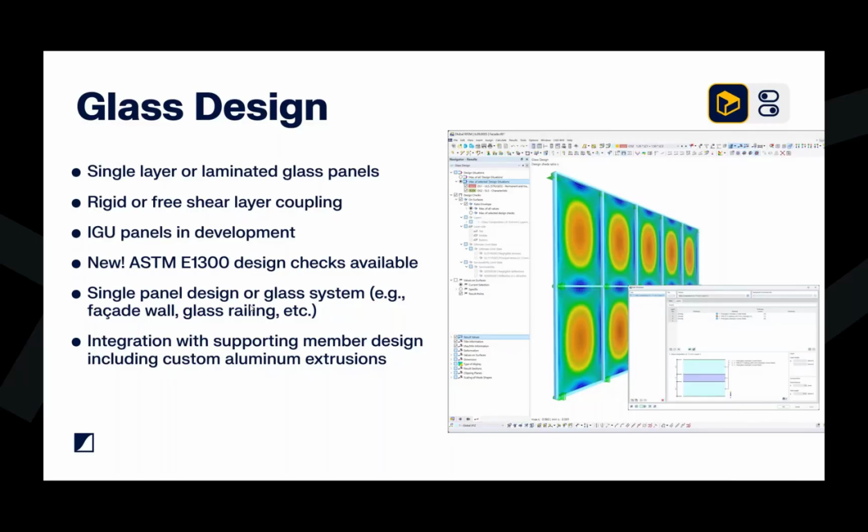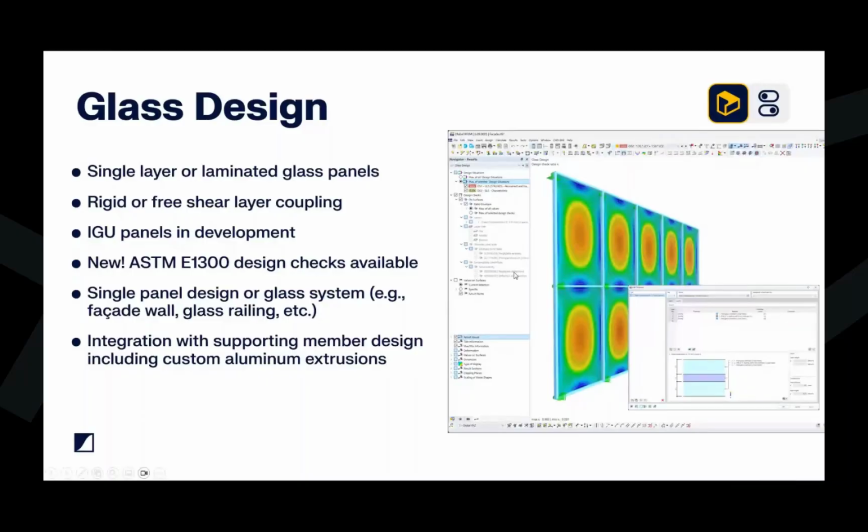So as mentioned, we can go ahead and carry out the design with a single panel. It can also be a curved glass panel, but the powerful thing is modeling the entire system in RFEM together. So something like a facade wall or glass railings, or we saw on the previous slide, glass stairs, and being able to fully carry out the member design with the glass design.